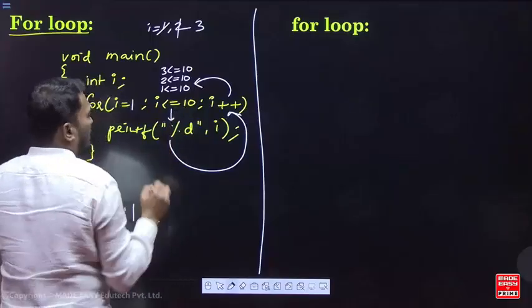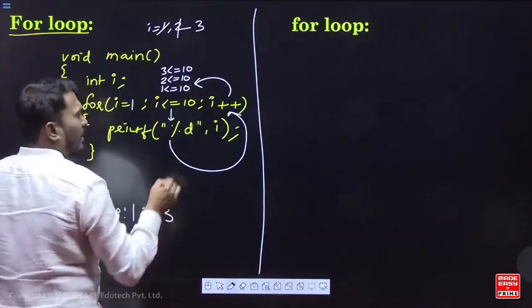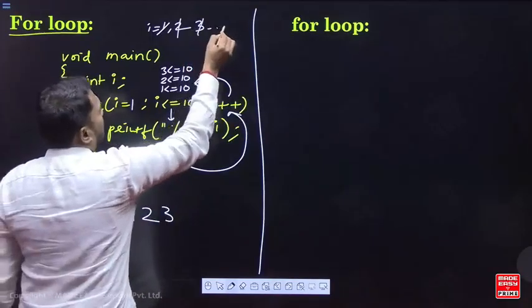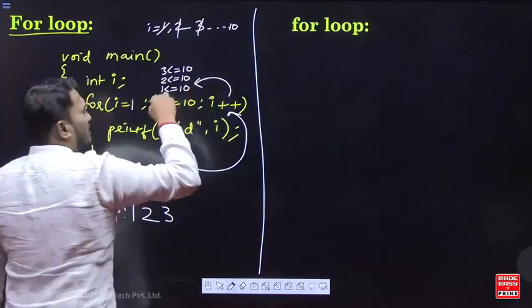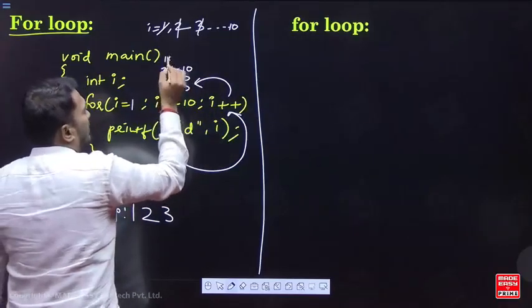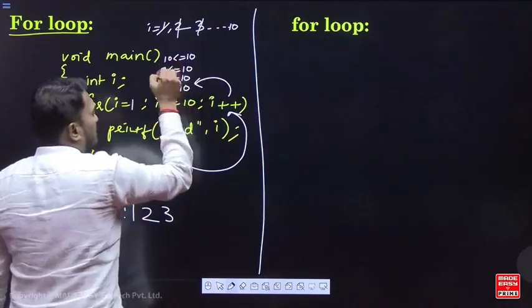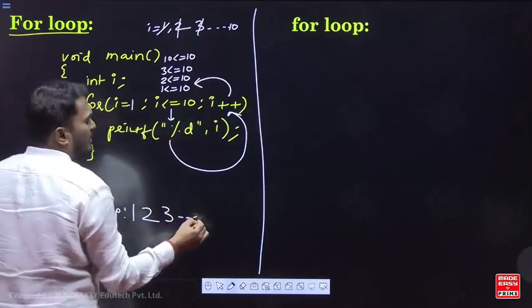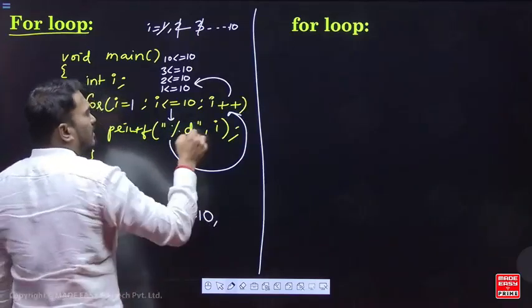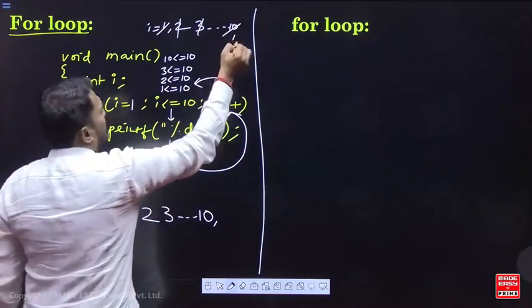Printf percent I. So what is I value? 3. And next same thing, it will continue. It will execute till what? 10. And 10 less than or equal to 10, that is also true. Then printf percent d, 10 will be printed. And after that when you say I plus plus, I value becomes 11.